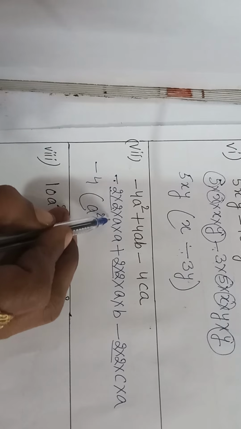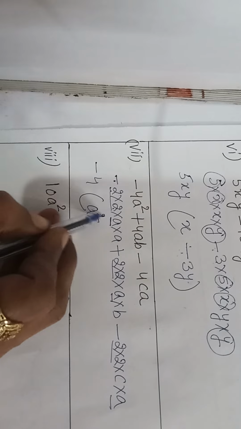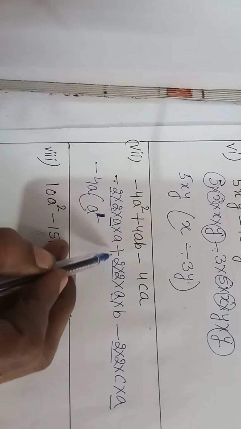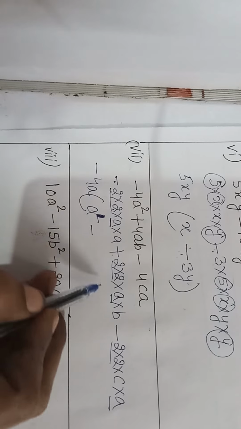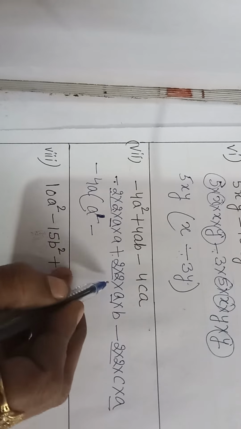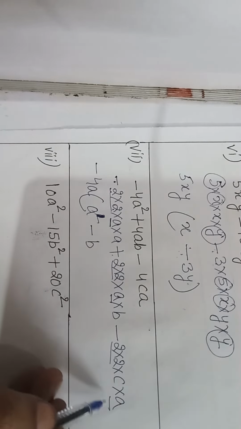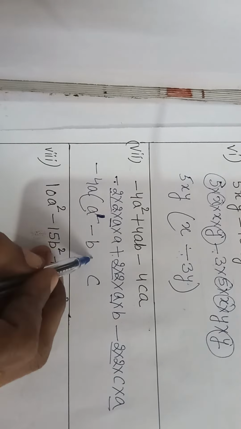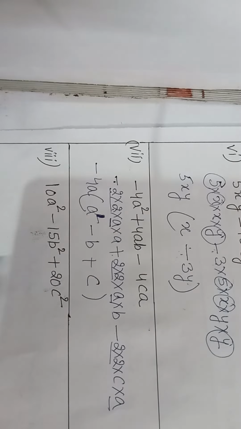And yes, a is also common here, here and here. So we will take a also common. So what is left here with a? And we have taken minus common also, so its sign will change. It will be minus. What is left here? b. And what is left here? c. And don't forget to change the sign. It will be plus. So these are its factors. Similarly, you can make it for the next part.